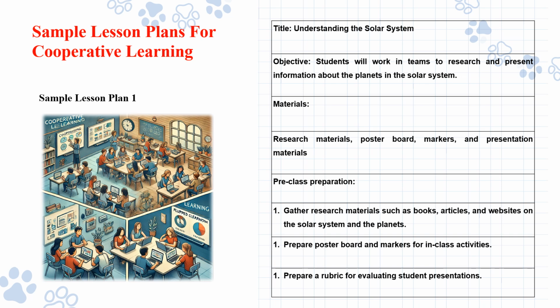Sample lesson plans for cooperative learning. Sample lesson plan 1. Title: Understanding the Solar System. Objective: students will work in teams to research and present information about the planets in the solar system.